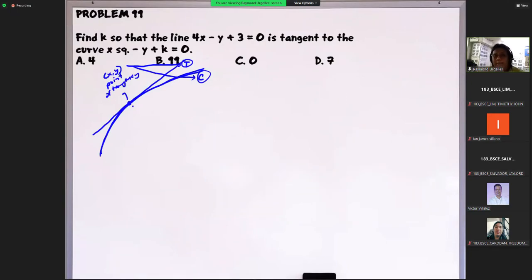Okay? Pangalawa, diba, is yung slope ng tangent line natin and yung slope ng curve natin. So remember that the slope of the curve here is equal to dy dx, diba? While the slope of the tangent line natin is delta y delta x dun sa line natin, and that's also equal to the slope of the curve. So therefore, isa sa mga pwede pa natin makuha dito is pareho yung slope ng tangent line saka yung slope ng curve natin at a given point of tangency.